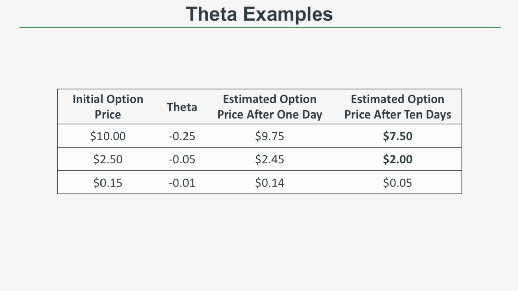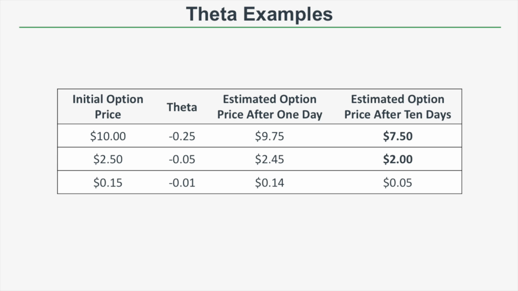So here we have a table with a couple of examples just to demonstrate how an options theta translates to its estimated price in the future. So let's say we have a $10 option and that options theta is negative 0.25. Now, after the passing of one day, that options price is expected to be $9.75. So $10 minus the 25 cents for that one day. Now, if we go 10 days ahead, that $10 option is expected to be worth $7.50. So that comes from $10 minus 25 cents times 10 days.